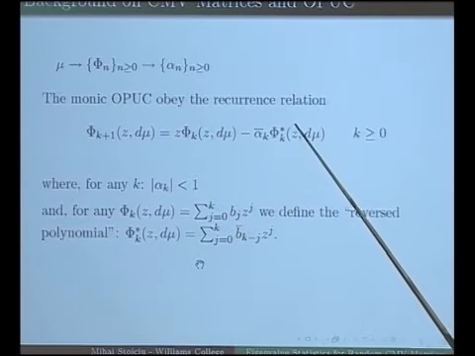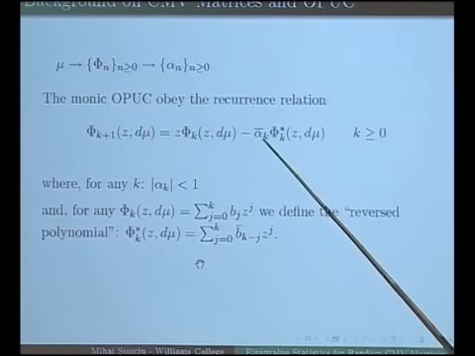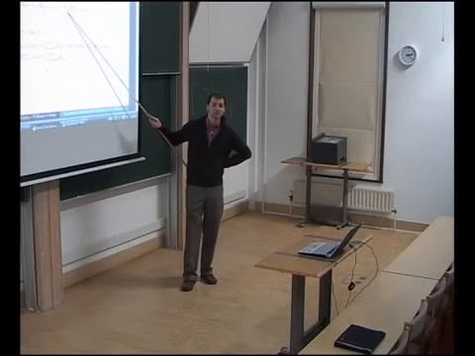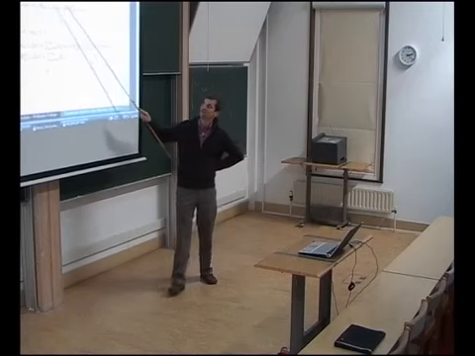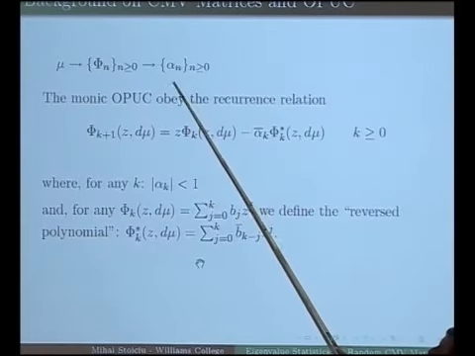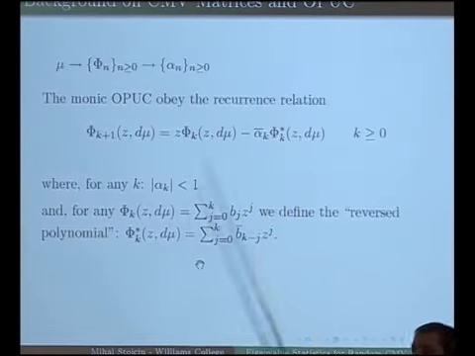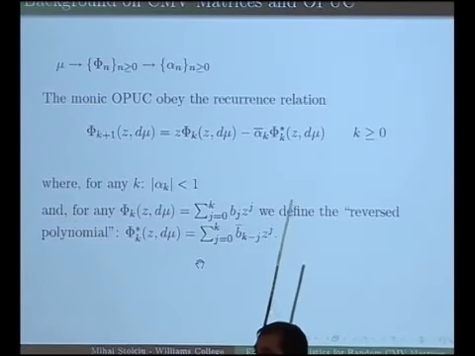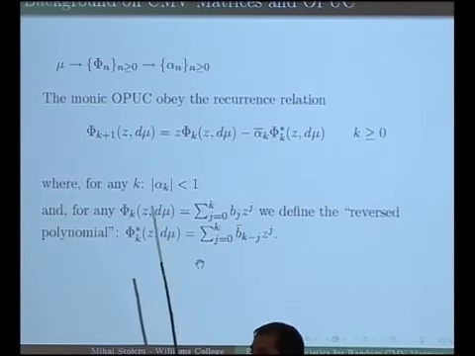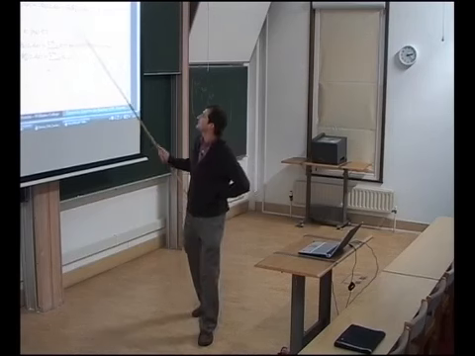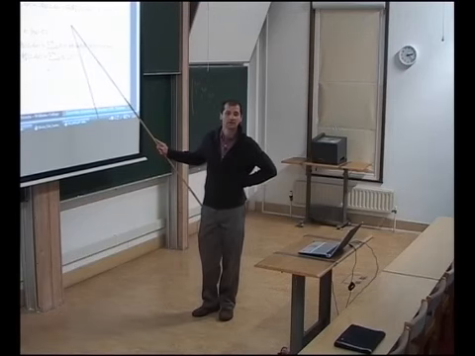So we start with any measure, and you get orthogonal polynomials with respect to that measure, and then there is a recurrence relation satisfied by these polynomials, and these coefficients appear here. These are the Verblunsky coefficients.